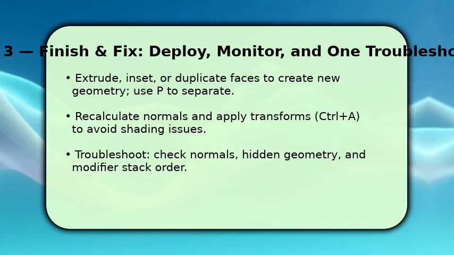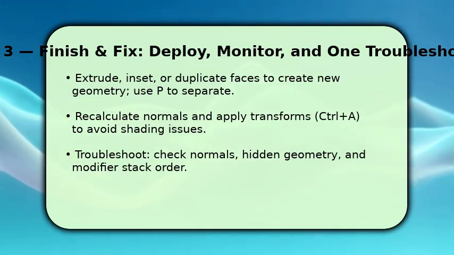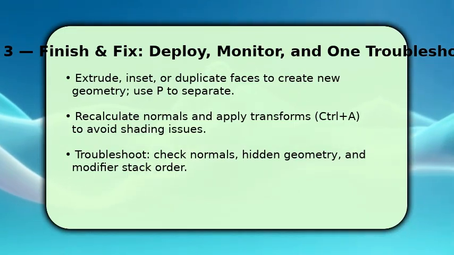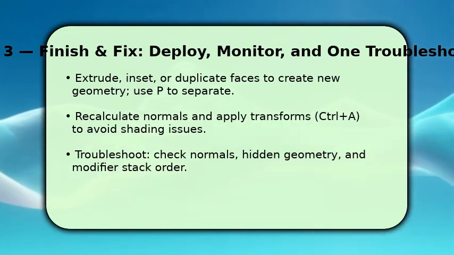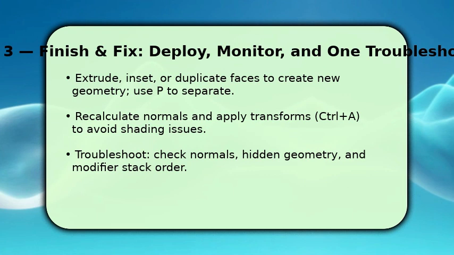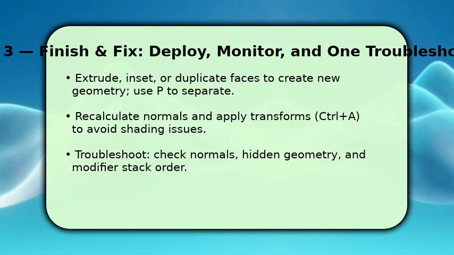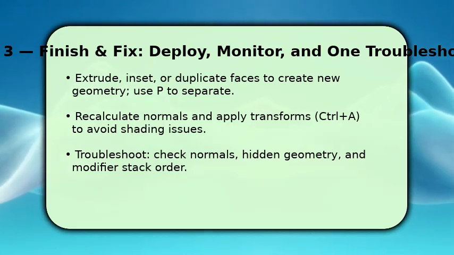Once created, recalculate normals so shading looks correct, and apply transforms with Ctrl plus A to lock scale and rotation. If something looks wrong, check for hidden faces, flipped normals, or modifiers applied in the wrong order, often the culprit. If separation left loose verts, merge by distance to clean topology. This closes most problems and leaves your mesh ready.